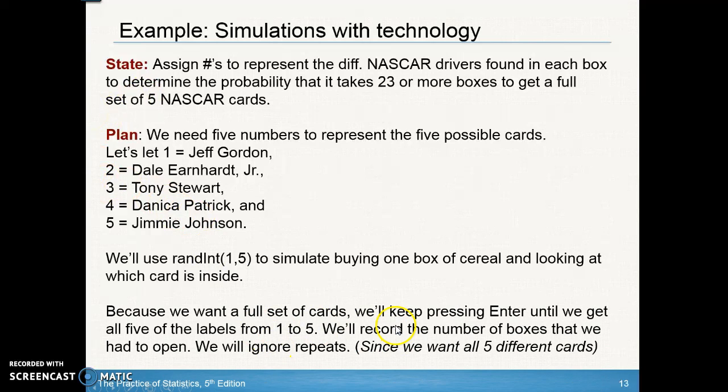Because we want a full set of cards, we're going to keep pressing enter until we get all 5 of the labels from 1 to 5, all right? We're going to record the number of boxes that we had to open. We're going to ignore repeats. So ignoring repeats is saying we want to get numbers 1 through 5, and then we're going to count how many total boxes or how many total times it took us to do that.